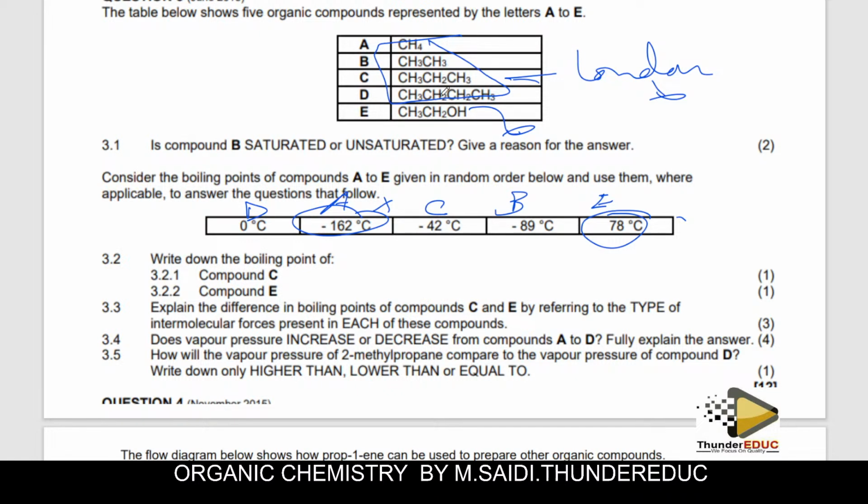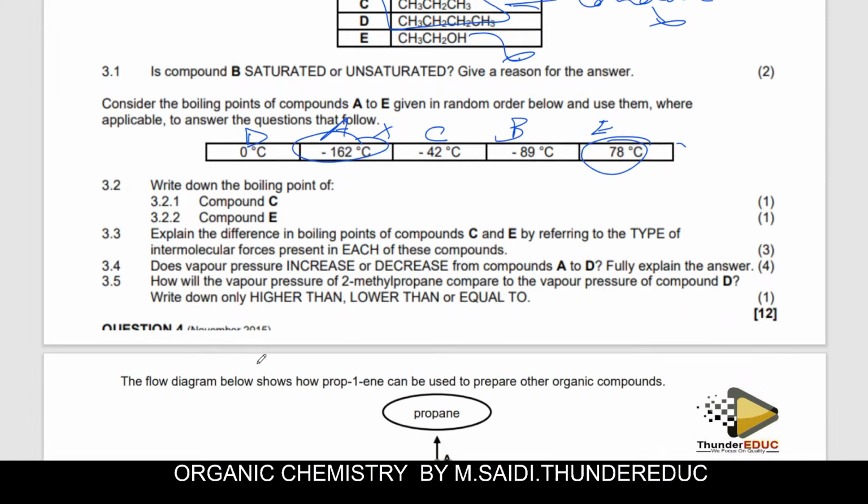C only has London forces, so it requires less heat to break these bonds. So it means that the boiling point is low. While E has London force, dipole force, and hydrogen bonds, which require a great amount of heat to break these bonds. Hence, the boiling point is high. So yes. Then we have explained the difference between, okay, we have seen that.